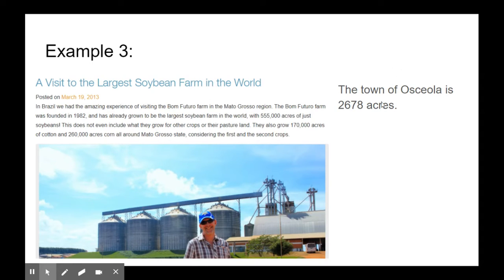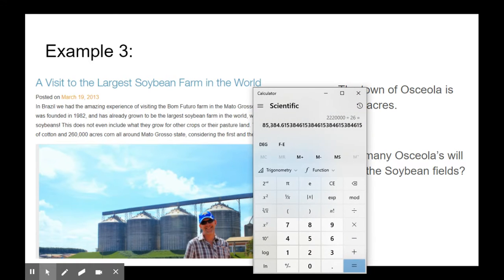I want to find out how many Osceolas will fit on the soybean fields. So I have a total number of acres, and I have the size of the group that I want to know fits here. I want to know how many groups of size 2,678 will fit into that total. So when I know the size of the group and I know the total and I want to find out the number of groups, that's the time that we're going to use division. So we're going to take the total acreage.